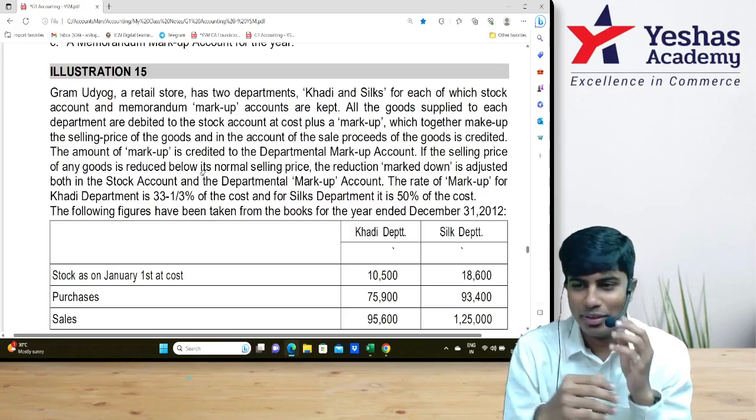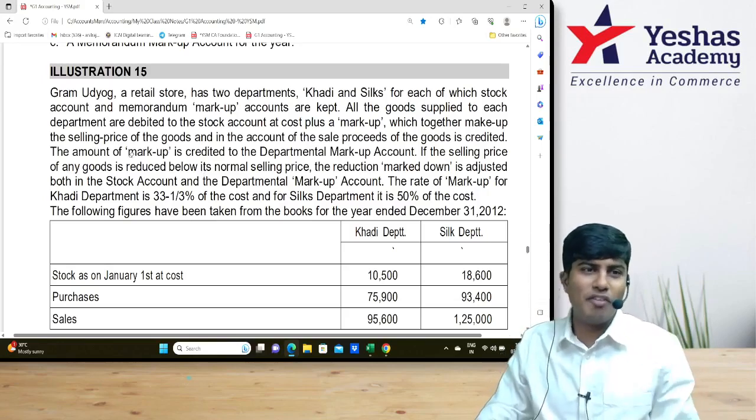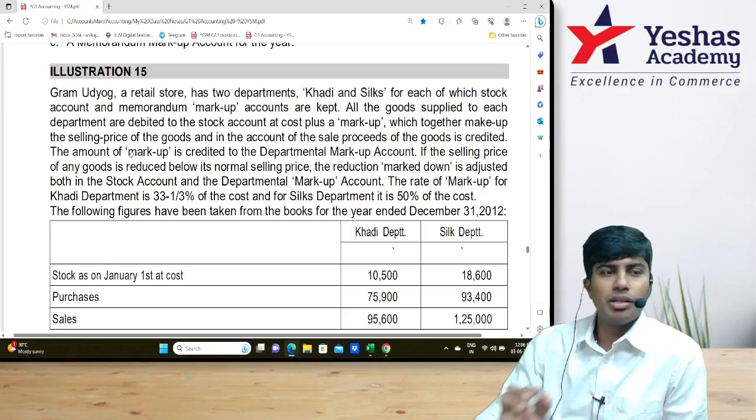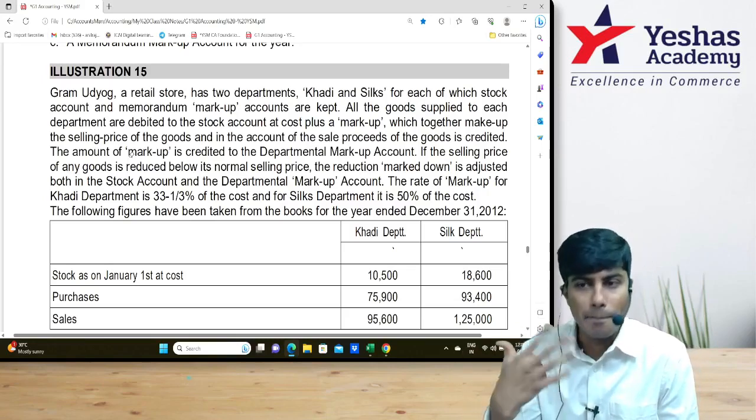Hello everyone. Welcome back to CA Intermediate Group 1 Accounting. We had done this topic of departmental accounting, if you remember. The most interesting part of departmental accounting is questions which will involve markup.